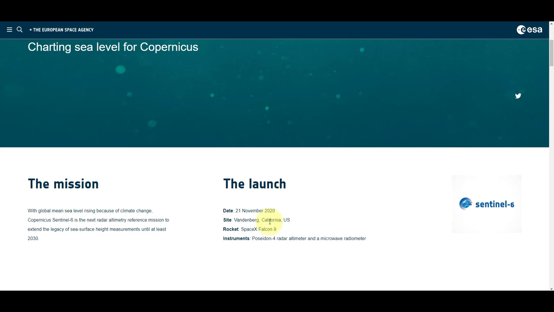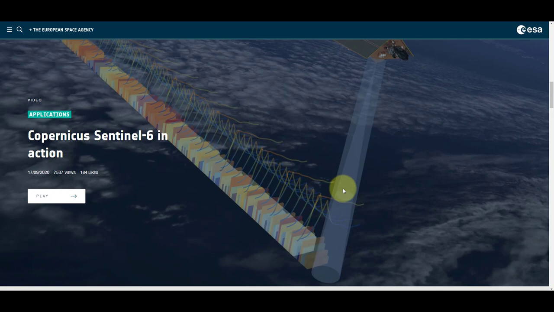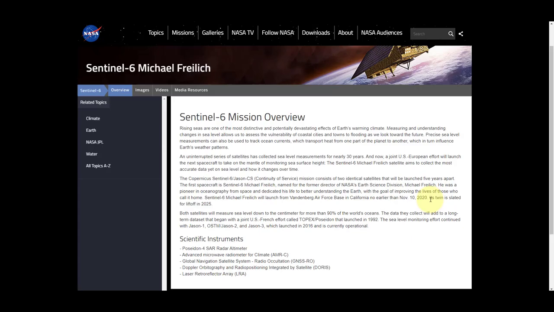The mission was global mean sea level rise, measuring sea level rise, and charting the effects of climate change. Its orbital inclination, as you can see here, 66 degrees, looks like a little flying house. Apparently, there will be another one launched in 2025. So together, they will measure down to the centimeter more than 90% of the world's oceans, which is amazing.